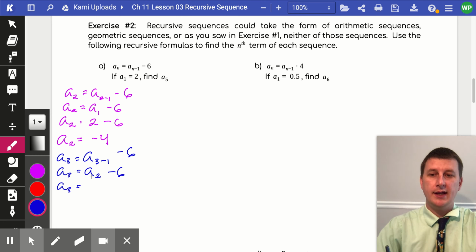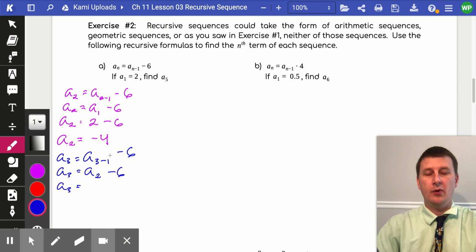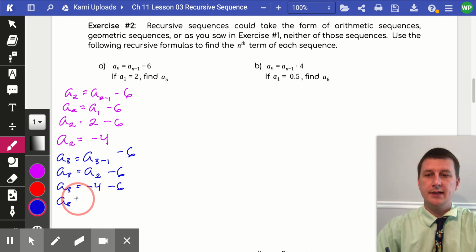We know that a sub 2 now is negative 4. We just found that out. But without that piece of information, we wouldn't know what to substitute in there. And that's why we have to go in order of our terms to get to the fifth term. So we have a sub 2 minus 6, and that's going to be the same as negative 4 minus 6. And a sub 3 will then be negative 10.